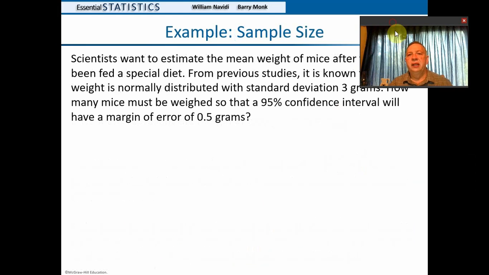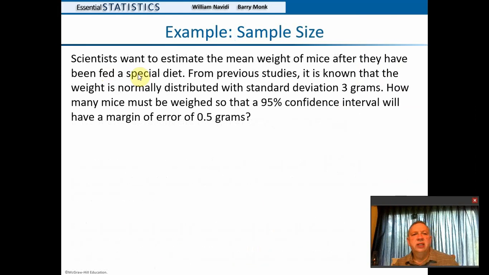Okay. So what would we need? We want to estimate a mean weight of mice after they have been fed a special diet. A previous study has found that the weight is normally distributed with standard deviation 3 grams. How many mice must be weighed so that a 95% confidence interval will have a margin of error of 0.5 grams?